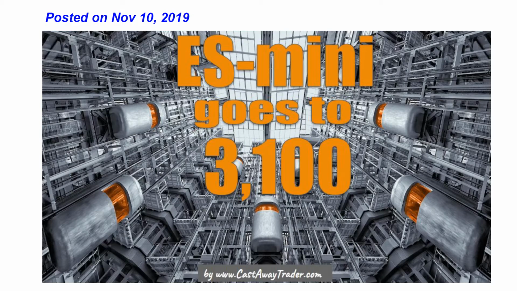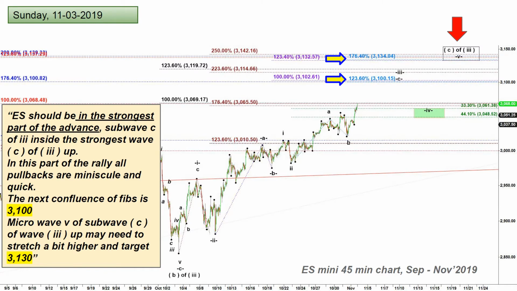Two weeks ago I posted the previous video where I explained that ES Mini goes to 3100 and even beyond that point, and I would suggest you watch it or rewatch it again. But I'm gonna show you only one chart from that previous video. In that video I concluded that there are two most important targets for ES Mini. One is 3100 and another one 3134. And as I will show you in this video, both targets were hit.